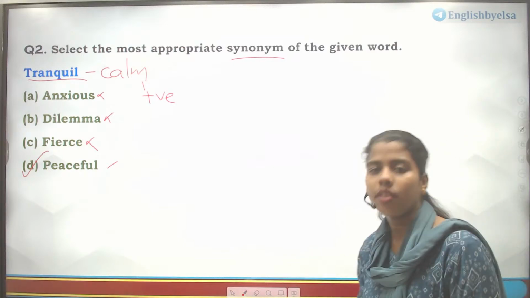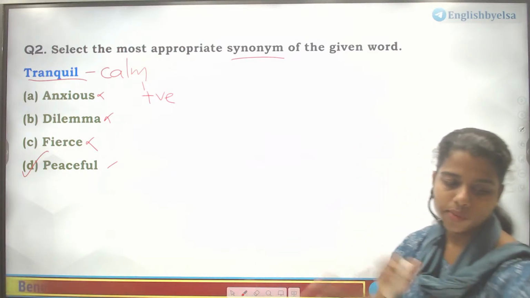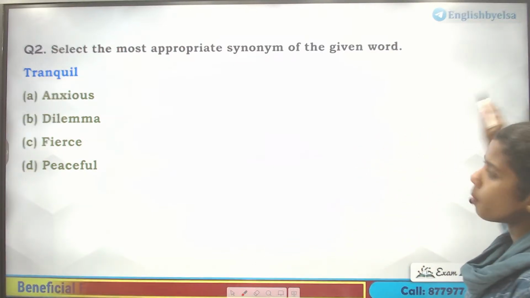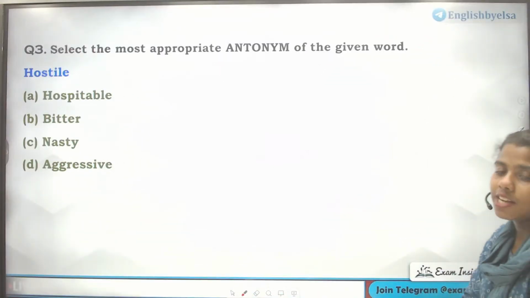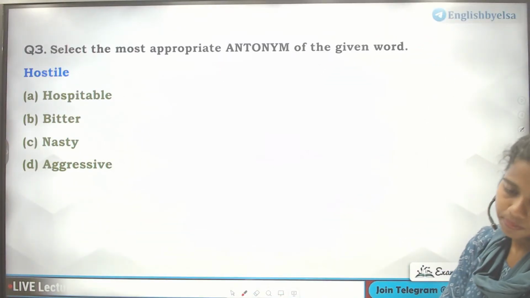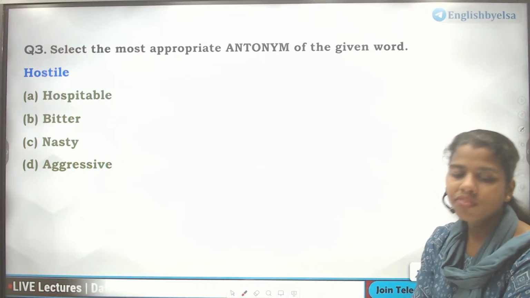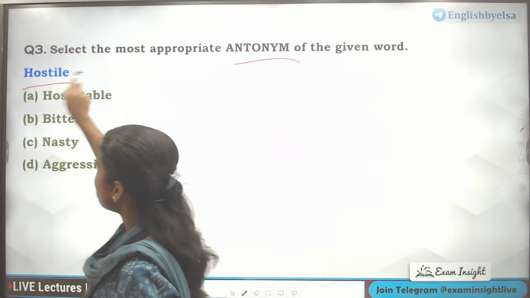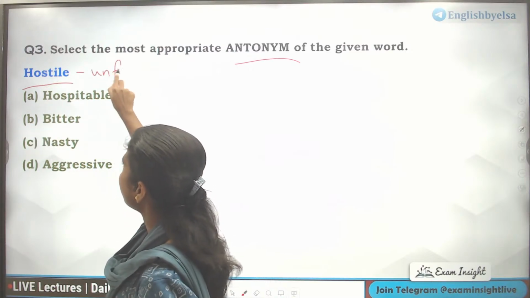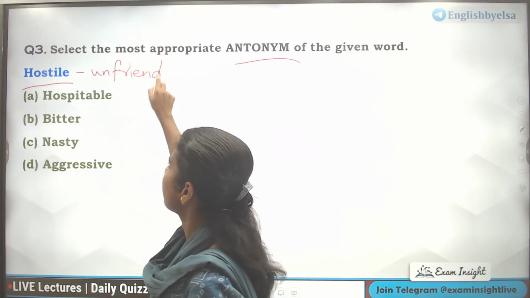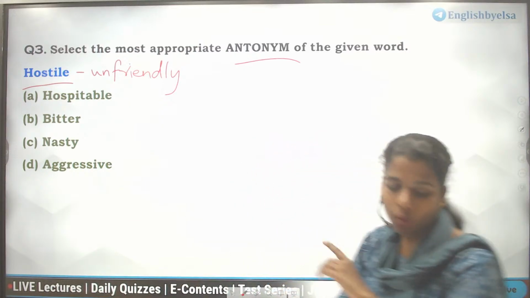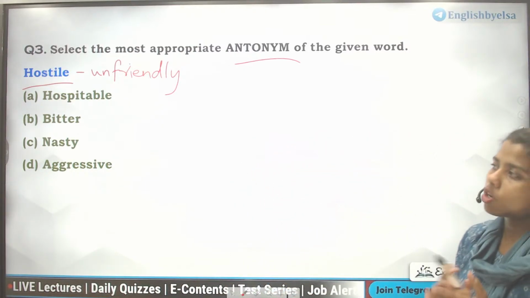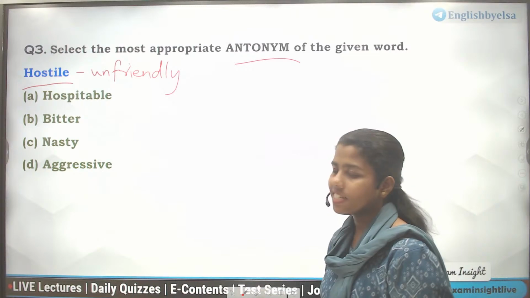Tranquility, you may have heard, peace and tranquility. Tranquility means calm. Next one, antonym of hostile. Opposite of hostile. The simple meaning is unfriendly. What would be the opposite of it? Hospitable, bitter, nasty, aggressive.